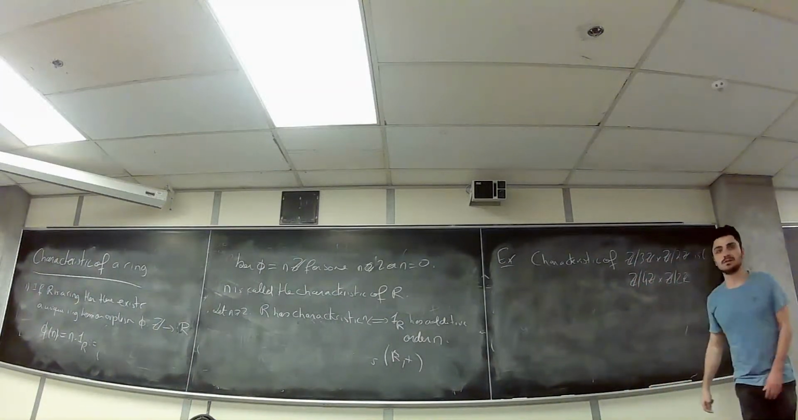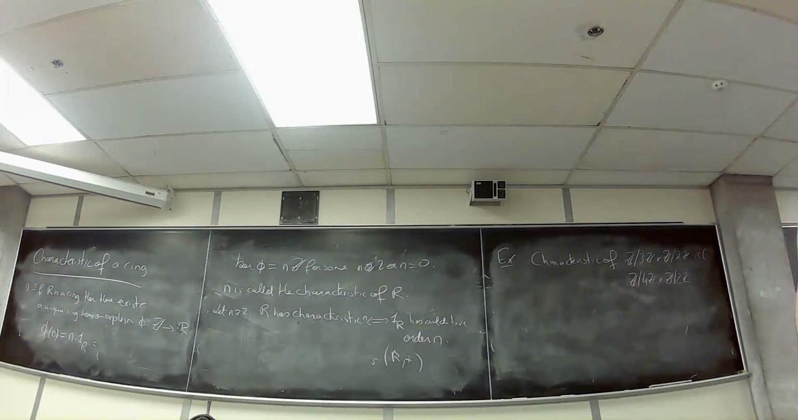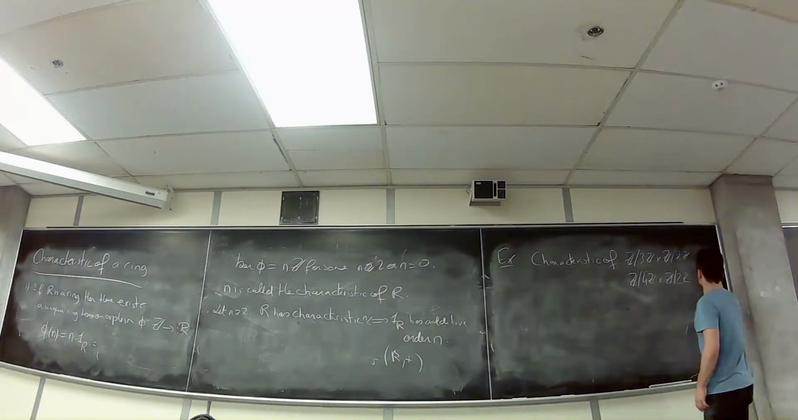What's the multiplicative identity of this one? 1, 1, right? What's the multiplicative identity of this ring? 1, 1. What's the order of 1, 1 in the additive group Z4 cross Z2? LCM of 4, 2, which is 4. Yeah, very good. It is 4.